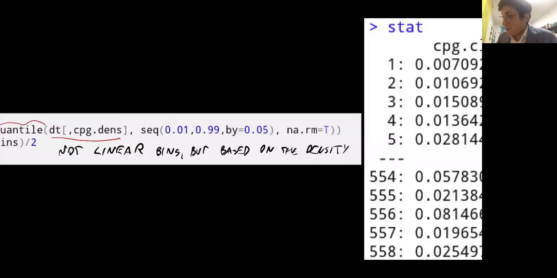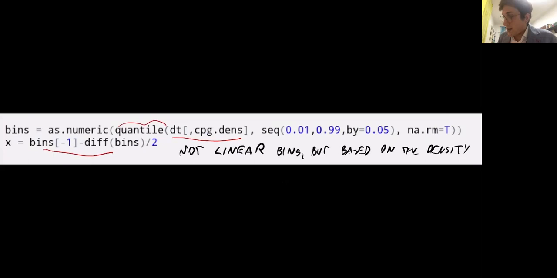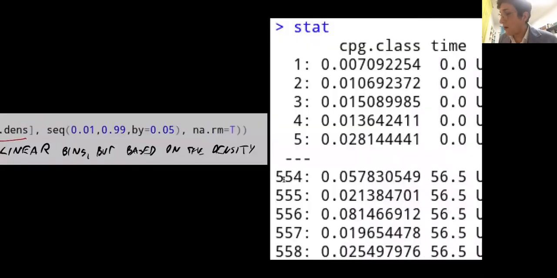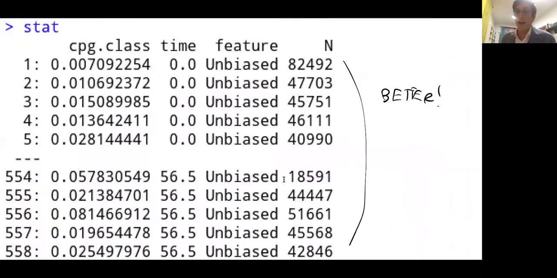And now, as you can see, I just apply everything that I did before. I just use these new bins, again X, instead of the linear spacing before. And as you can see, now N is way better. They are roughly the same order of magnitude of fragments per unique combination of CPG class, time, and feature.